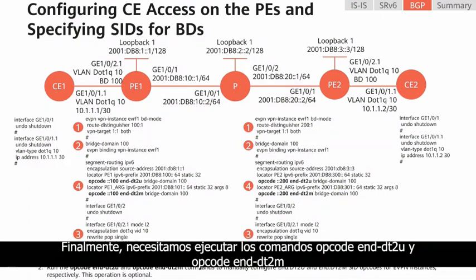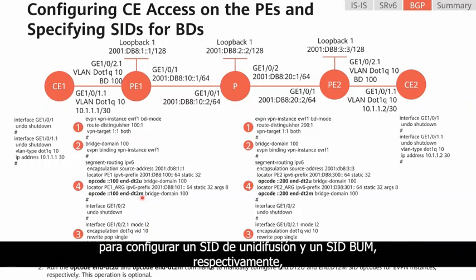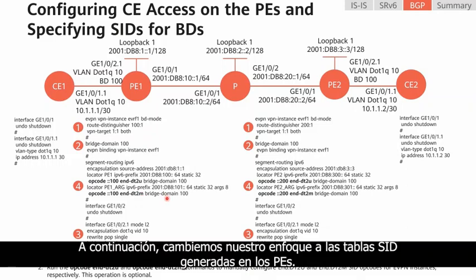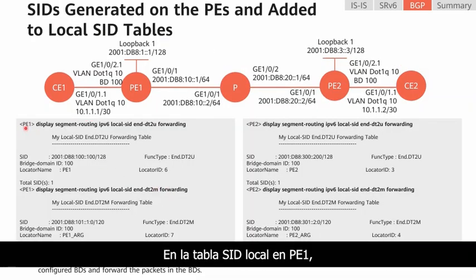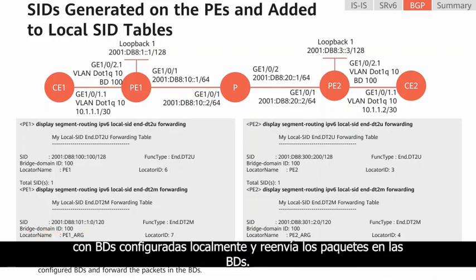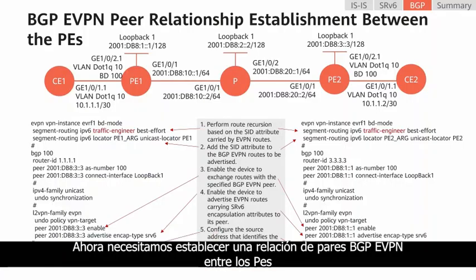Finally, we need to run the opcode DT2U and opcode DT2M commands to configure a unicast seed and a bomb seed, respectively, for the BD under the locator. Next, let's switch our focus to the seed tables generated on the PEs. In the local seed table on PE1, we can see a unicast seed of the DT2U type and a bomb seed of the DT2M type. Each SRv6 seed is bound to a BD. The PEs can associate the SRv6 seeds carried in packets with locally configured BDs and forward the packets in the BDs.